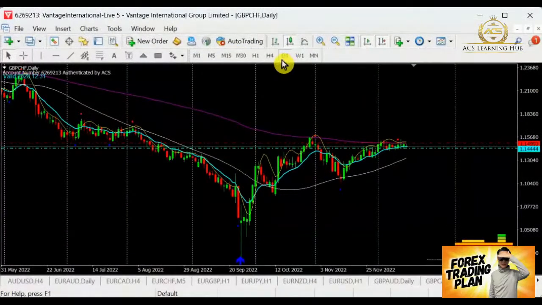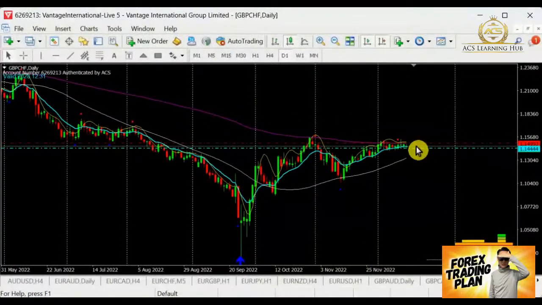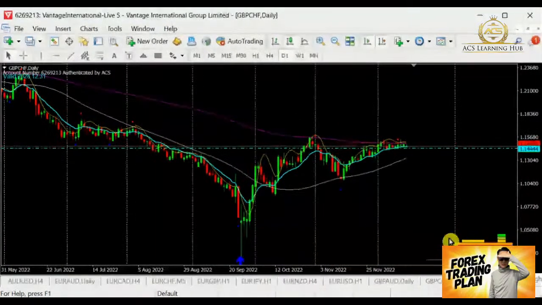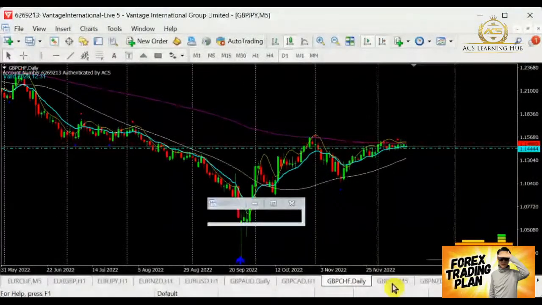So for pound franc, I would suggest that right now pound franc is quite flat. We are moving sideways now, so we should avoid trading the pound franc in case you get trapped inside, and you're going to take a very long time to get out of the zone. So we shall skip this.